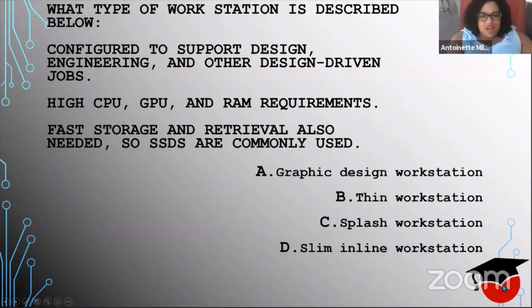All right, so we're going to describe a workstation and we're going to figure out which one it is. So we've got a workstation that's configured for design engineering, design-driven jobs. We've got a really high CPU. We've got a GPU, the graphics processing unit, and RAM requirements, which means we are rock star in those three areas. We've got fast storage retrieval, which means data transfer rates are high, and SSDs are common. So what kind of workstation are we building to those specs right there? Think about it.